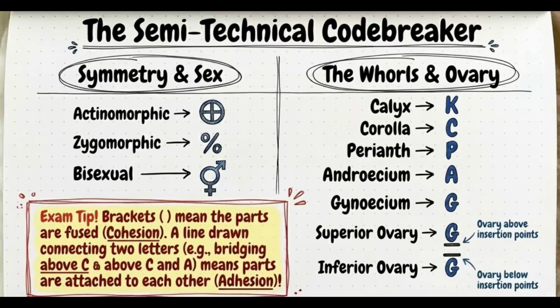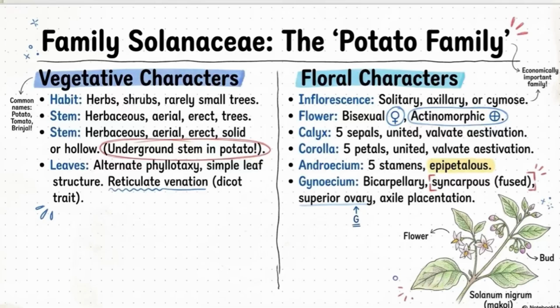And there are little tricks, right? If parts are fused together, you put their number in brackets. Like parentheses. Yeah, that's called cohesion. But if parts of different whorls are attached to each other, say the stamens are stuck to the petals, you draw a line connecting their letters. That's adhesion. So what does this all mean? Let's actually apply this code breaker to one specific family that the notes highlight.